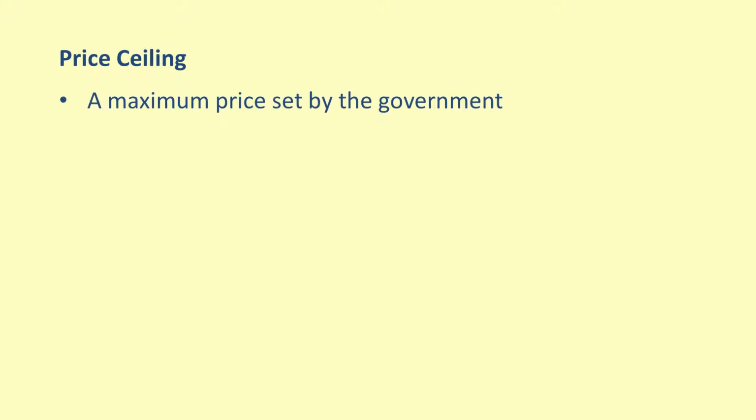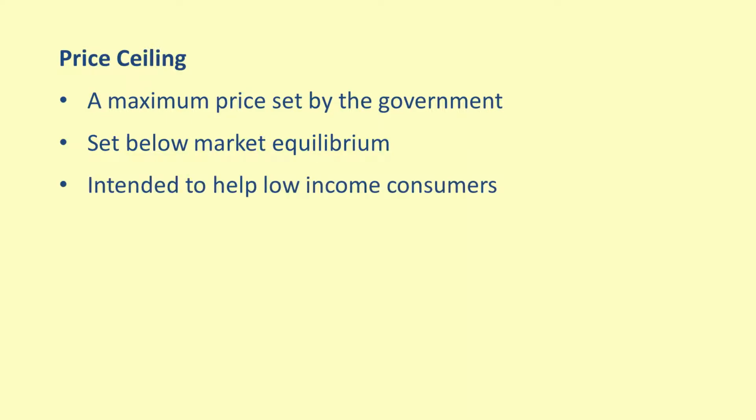In this video, we will look at price ceilings and usury laws. Recall that a price ceiling is a type of price control where the maximum price is set by the government. To have an effect on the market, it is set below market equilibrium. It is intended to help low-income consumers. An example of this is rent control, so lower-income workers do not have to spend as much on their rent.